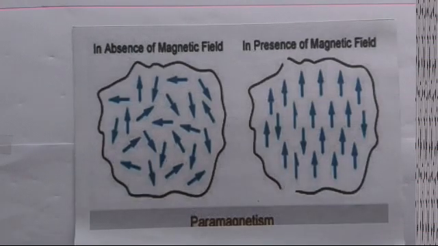When exposed to an external magnetic field, internal induced magnetic fields form in these materials that are ordered in the same direction as the applied field. Once the applied field is removed, the materials lose their magnetism as thermal motion randomizes the electron spin orientations.